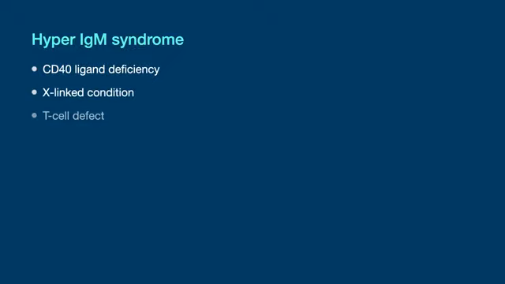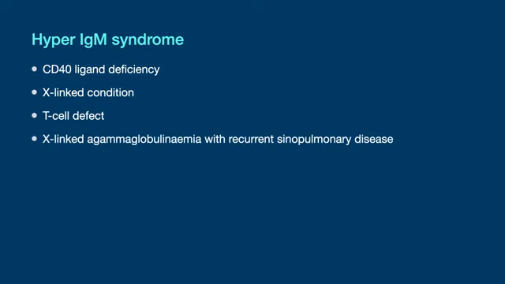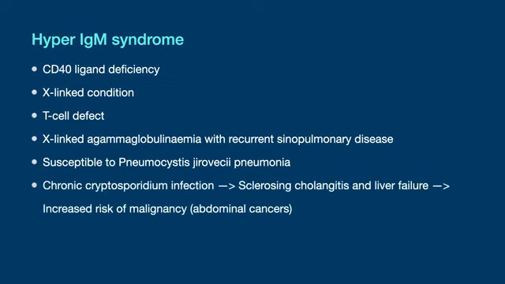Hyper-IgM syndrome is also known as CD40 ligand deficiency. It's an X-linked condition with a T cell defect, presenting in a similar way to X-linked agammaglobulinemia with recurrent sinopulmonary disease. Affected individuals are susceptible to Pneumocystis jirovecii pneumonia and chronic cryptosporidial infection, leading to sclerosing cholangitis and liver failure. There is an increased risk of malignancy, particularly abdominal cancers.